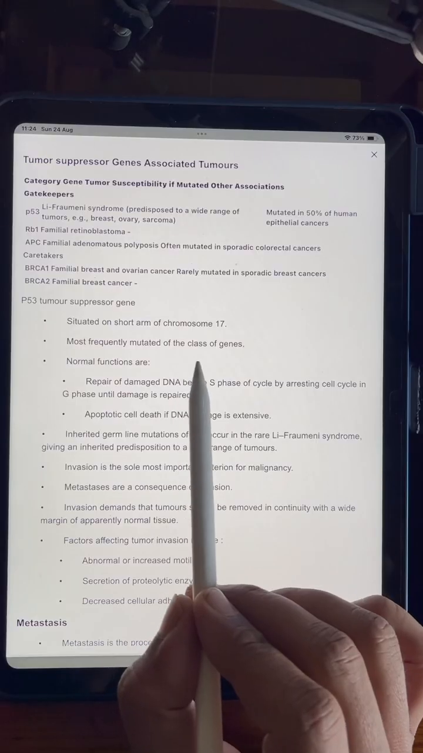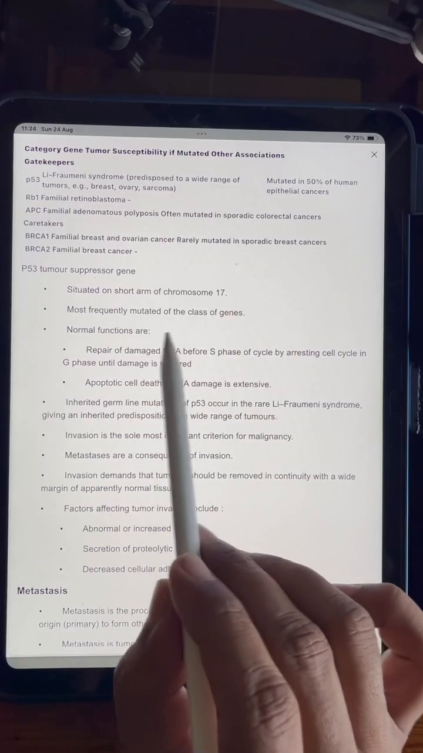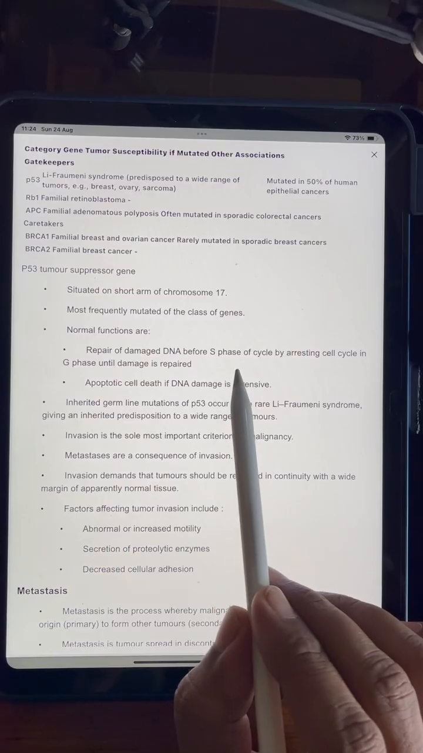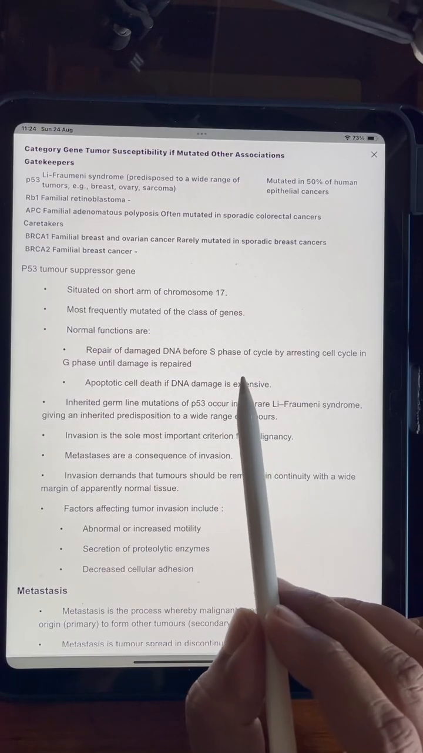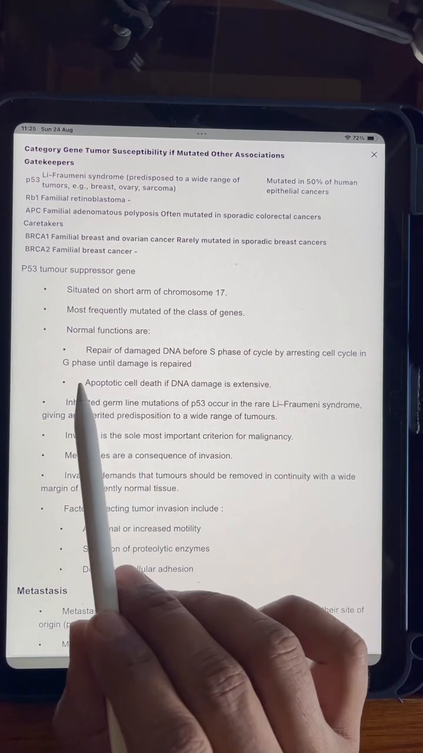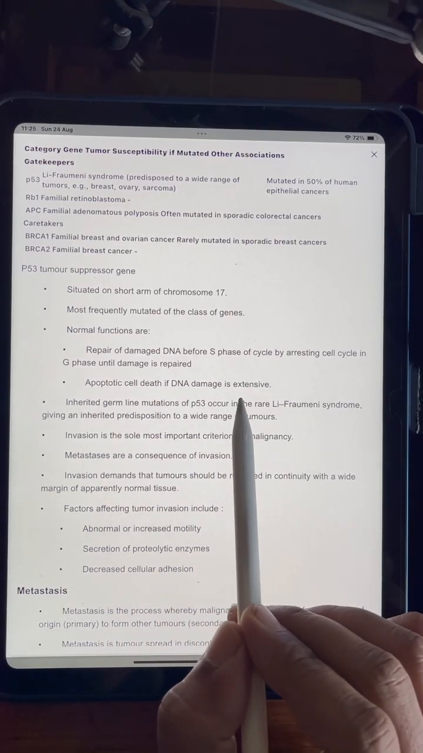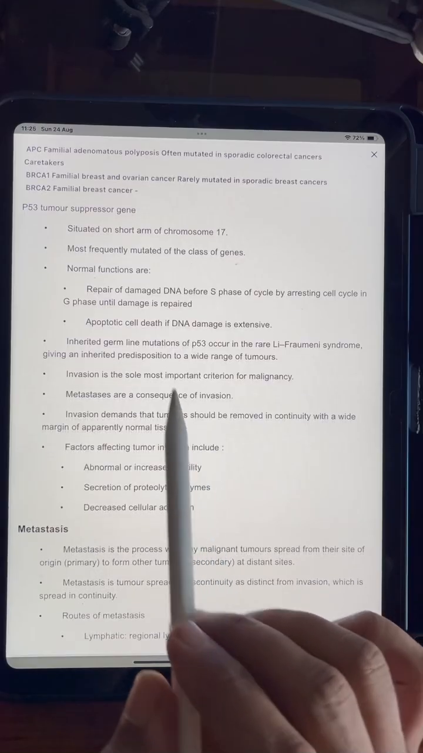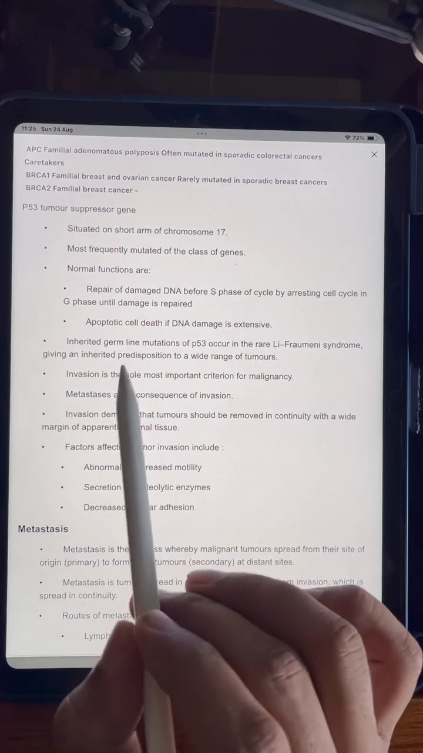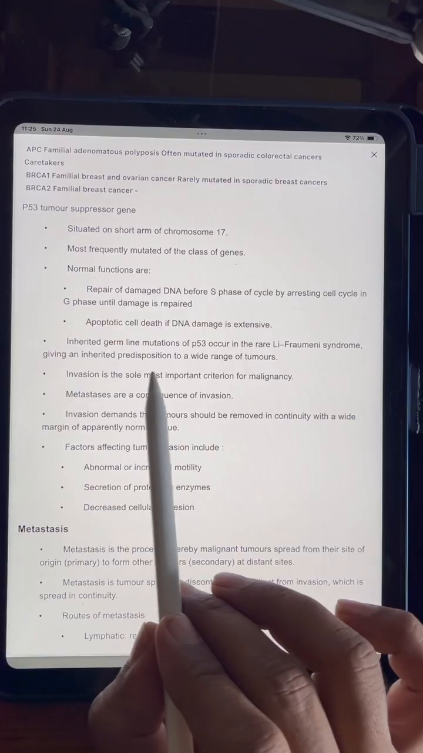It is the most frequently mutated gene. Its normal function is to repair DNA before S phase. Initially we say mitosis is there, S phase, G phases, which we have seen, by arresting the cell cycle in G phase until damage is repaired. It causes apoptotic cell death if DNA damage is extensive. So P53 causes apoptosis of the damaged cell. Inherited germline mutation of P53 occurs in Li-Fraumeni syndrome, giving an inherited predisposition to a wide range of tumors.